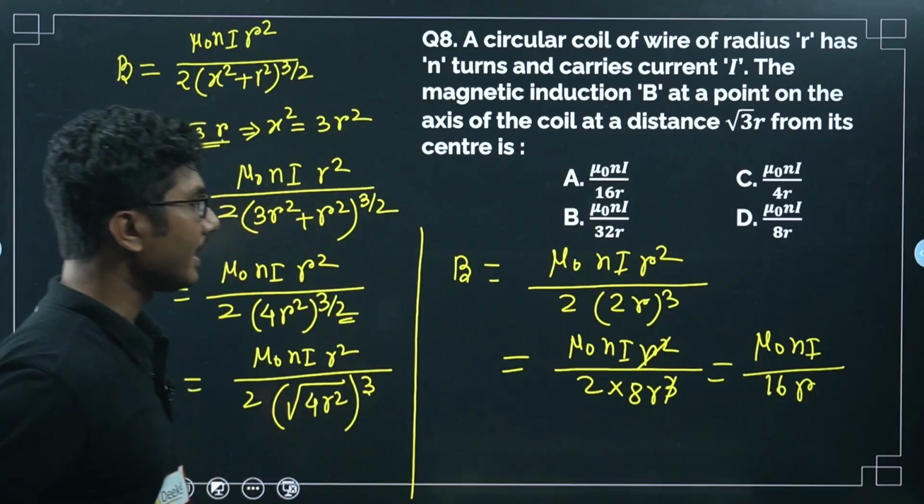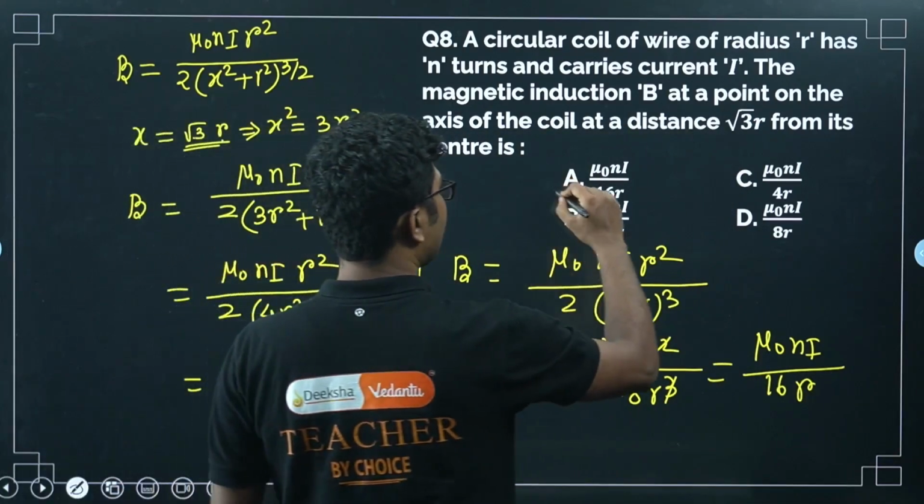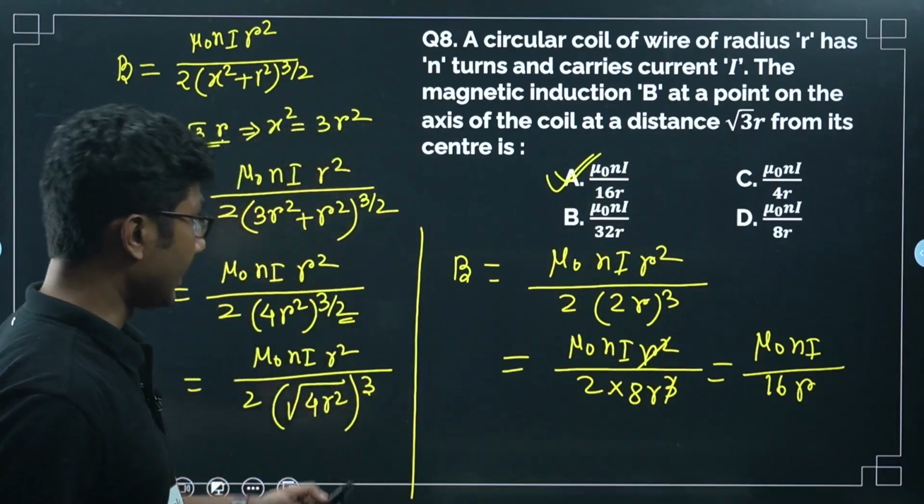This is mu naught Ni by 16r. Mu naught Ni by 16r. Option A is the correct answer.